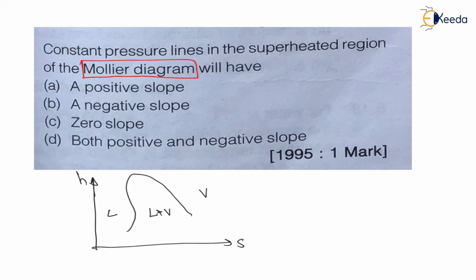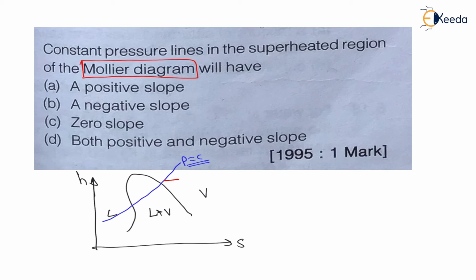Now my dear students, the constant pressure lines in the superheated region on the Mollier diagram will have. On the Mollier diagram the constant pressure lines are represented like this. These are the constant pressure lines. Here pressure is constant, right? Superheated region means vapor region. Now see, in the vapor region, at constant pressure, as enthalpy is increasing, entropy is also increasing. Therefore let us understand this slope.